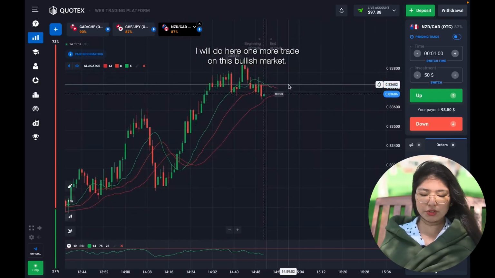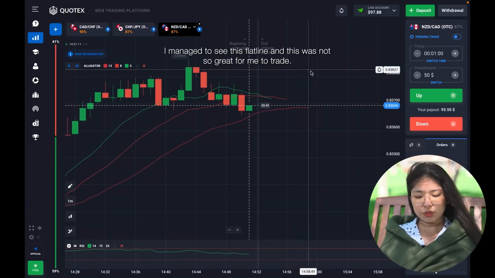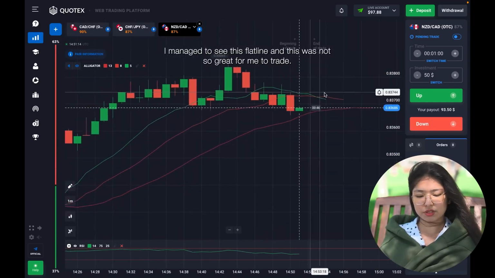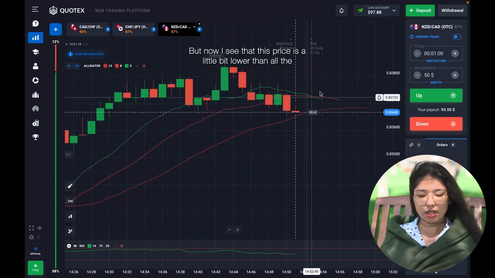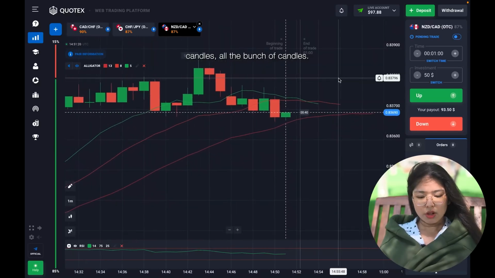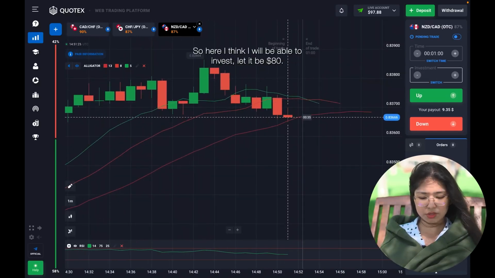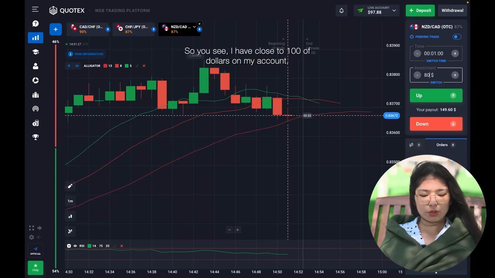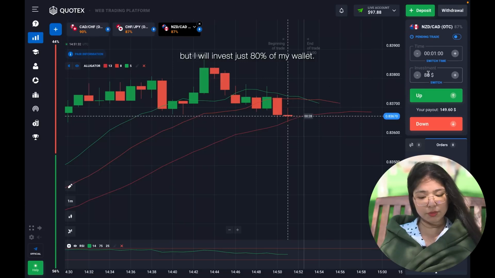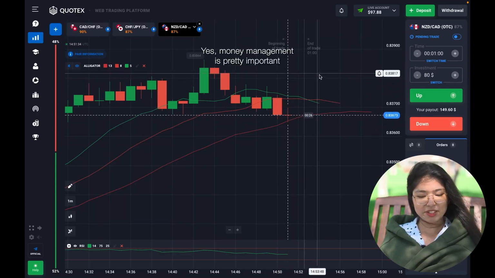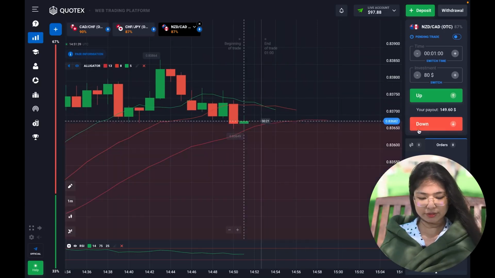I will do here one more trade on this bullish market, and previously when I was checking this currency pair, I managed to see this flat line and this was not so great for me to trade. But now I see the price is a little bit lower than all the candles, all the bunch of candles. And here I think I will be able to invest, let it be $80. Why not? You see I have close to $100 in my account, but I will invest just 80% of my wallet. Yes. Money management is pretty important, and here be ready for a put option right now.